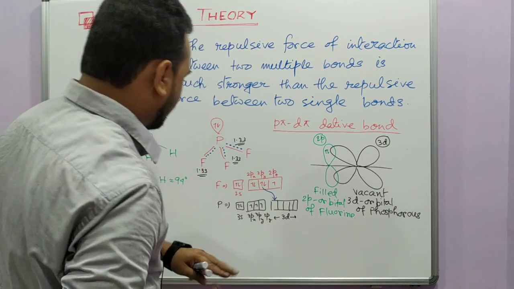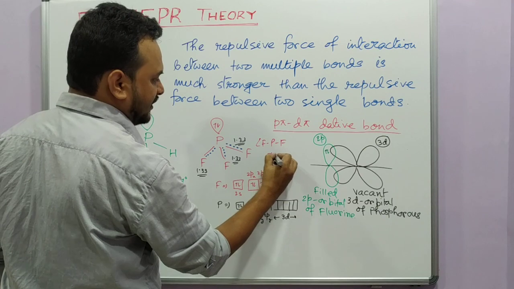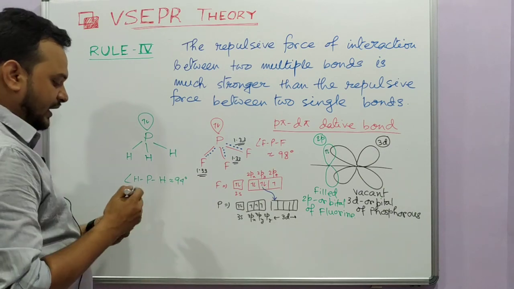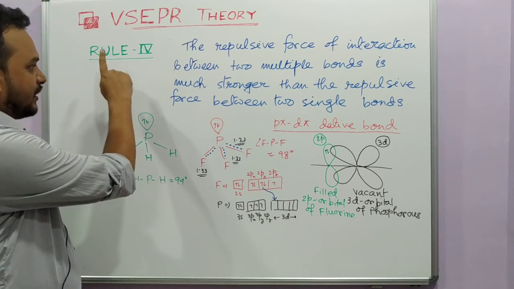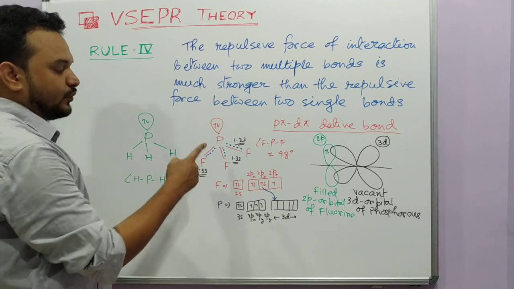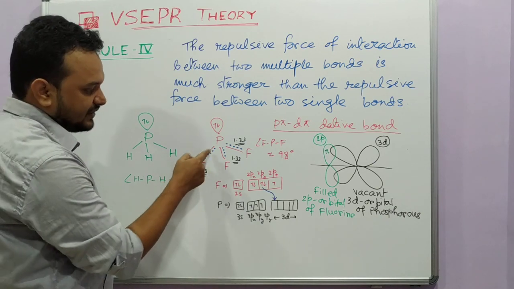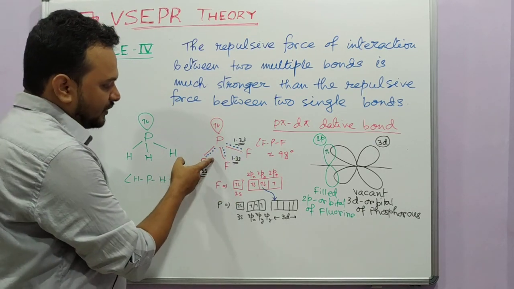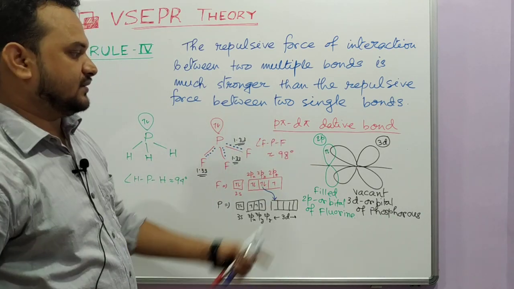It shows you bond angle FPF, that is the bond angle between two PF bonds, is around 98 degree. See, here it is 94 degree, here it is 98 degree. Why? Because of greater repulsion between two multiple bonds. So if you try to apply rule number 3 here, you will get just the opposite result, because here the electronegativity is greater. So we are expecting an angle which has less value than 94 degree. But since here this multiple bond character is there, we are not going to apply rule number 3. It is important to consider the multiple bond character here to explain the experimental result.